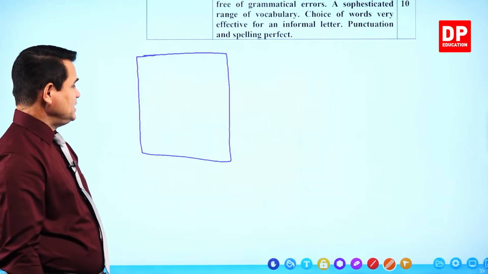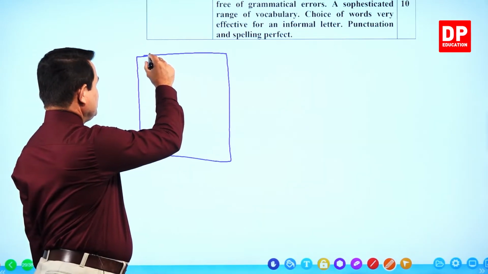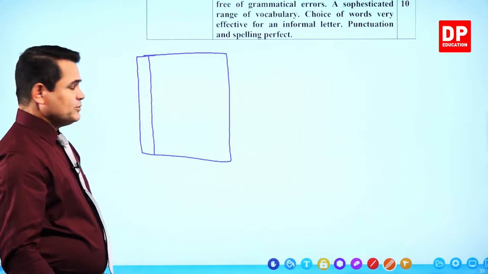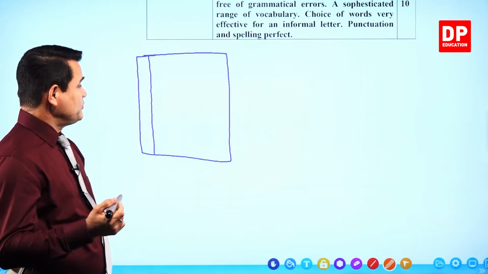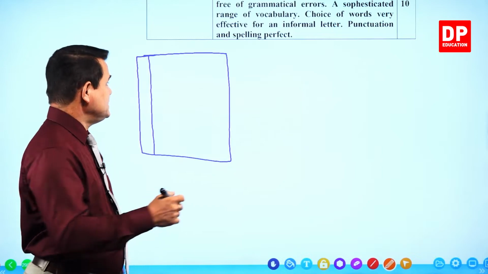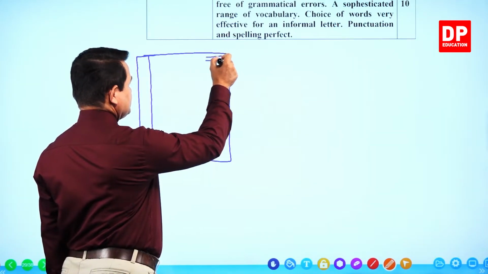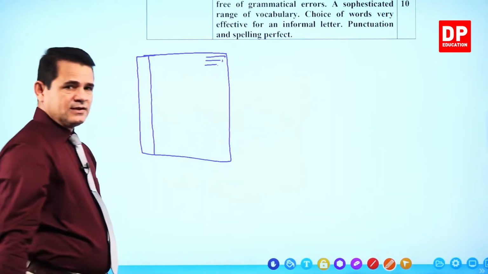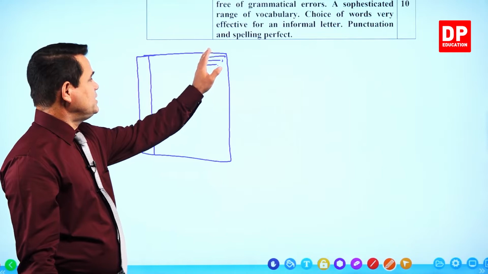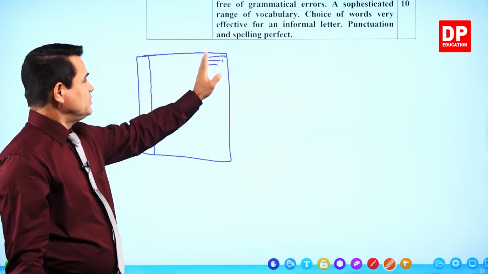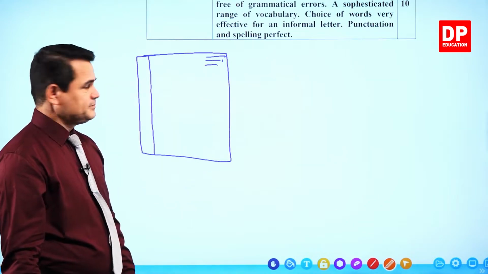On this page, you know, this side there's a margin. So where do you write or how do you write? Here you write the sender's address. Here, comma, full stop. The sender's address. No need of writing your name. You write your address here, not your name.